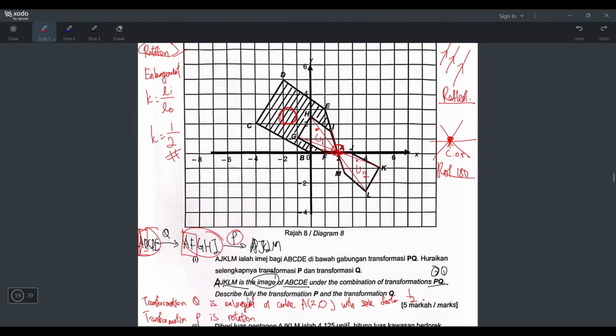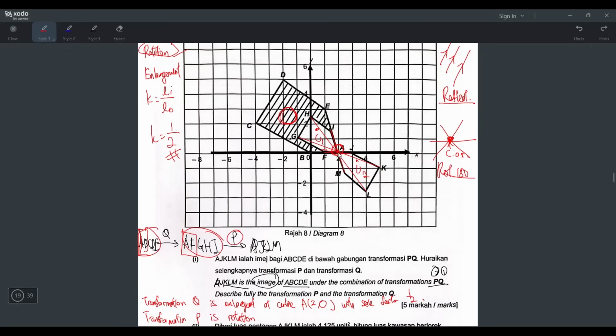Okay, for rotation, dia punya ECC penting ada 3. You kena tulis berapa degree, the angle, whether it's 90 degree or 180. And then also you have to write the direction, clockwise or anti-clockwise. Tapi kalau 180 tak tulis pun tak apa. And then the last thing you have to write is the center of rotation. Okay, but the center of rotation no need to find it. Yeah, because I told you, right, the intersection, that's the center of rotation.